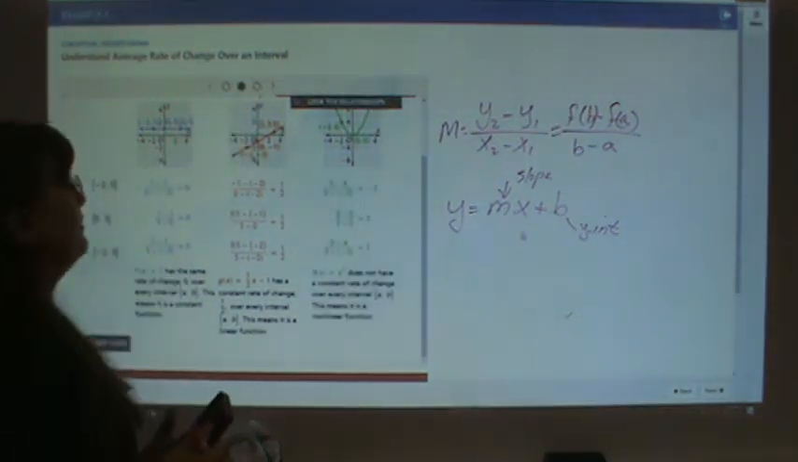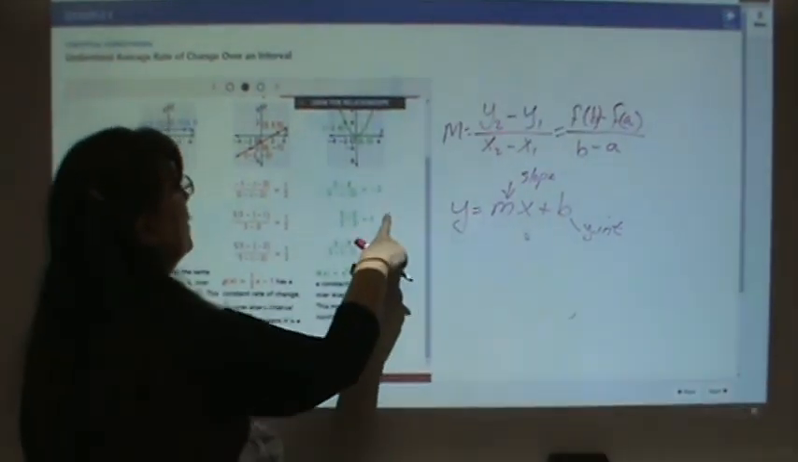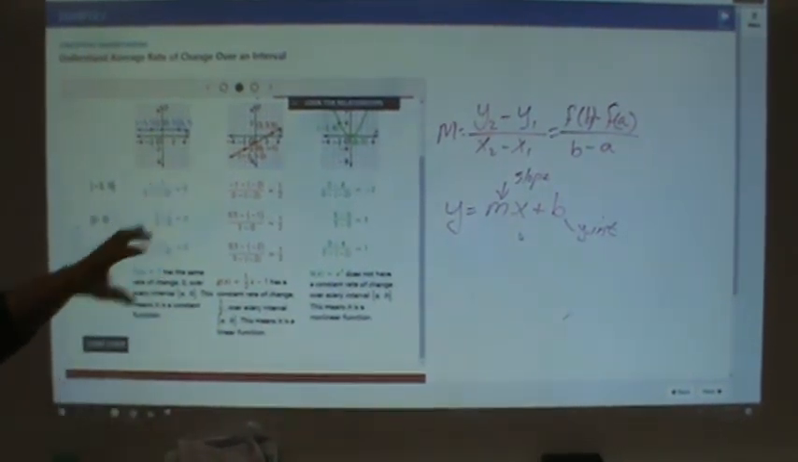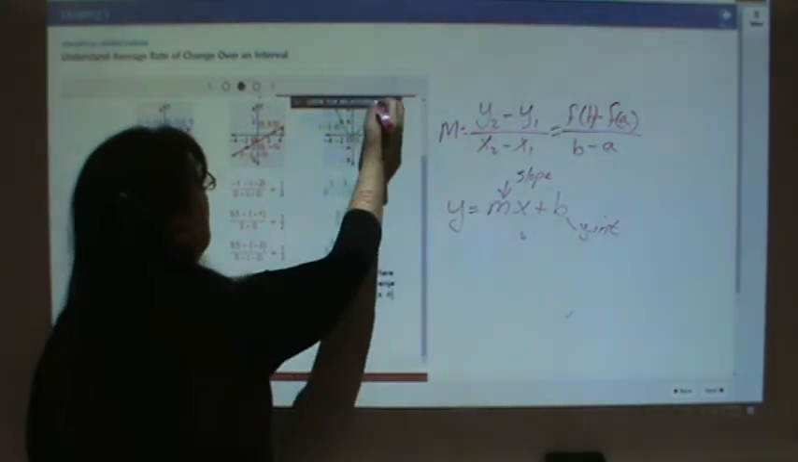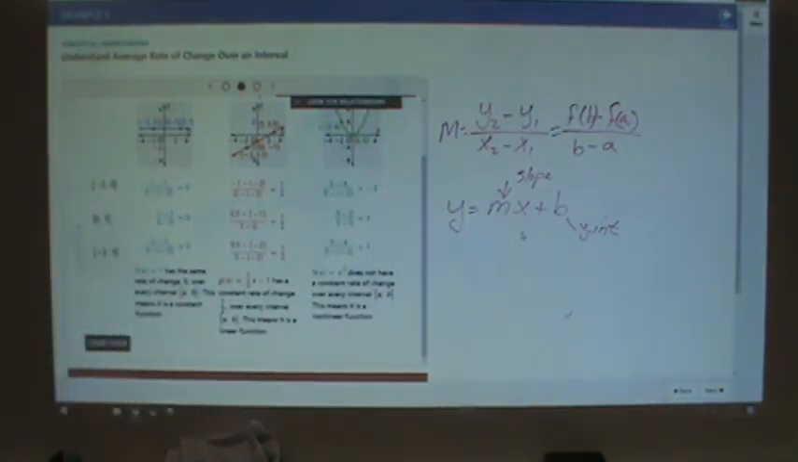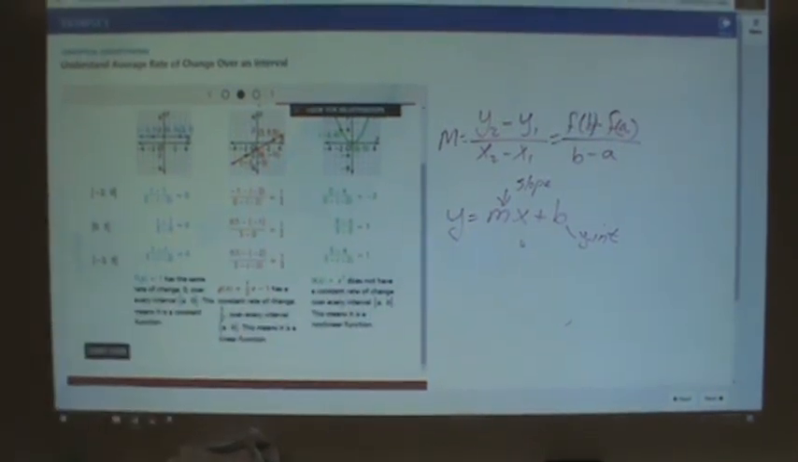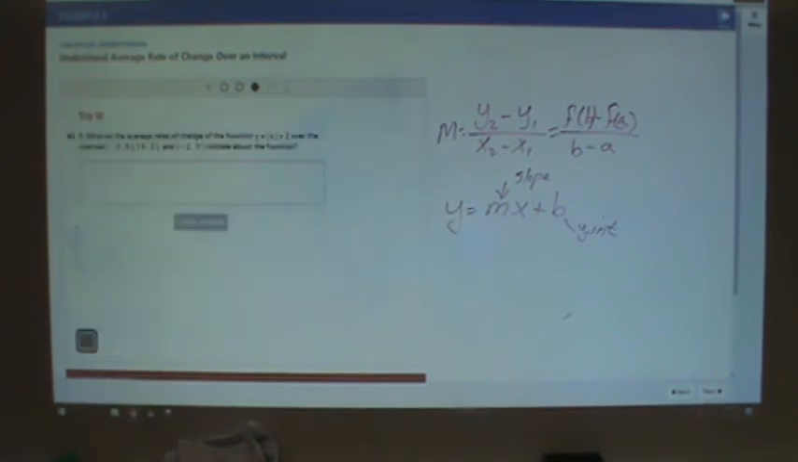Okay, this is a parabola. It's going to be doing something a little bit differently. There is no average rate of change over the entire graph. Now there would be if you just chose 2 points. But over the entire graph, it would not have one. All right, go ahead and push this one.